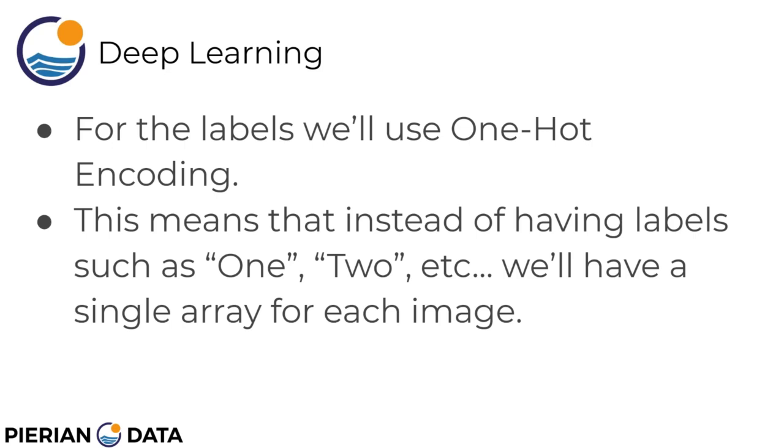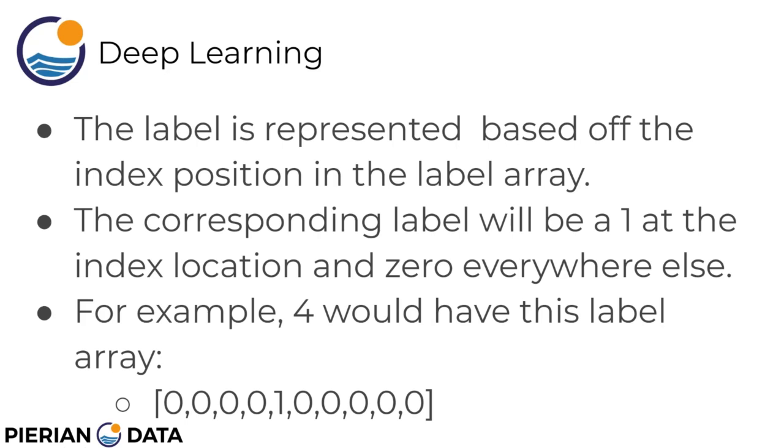For the labels, we're also going to be incorporating one-hot encoding. This means that instead of having labels such as 1, 2, 3, 4, etc., we'll have a single array for each image. This is pretty much similar to what we did last time because we want each neuron in the output layer to line up with a class. As a reminder, that label is represented based off the index position in the label array. Then the corresponding label will be a 1 at the index location and a 0 everywhere else. For example, if the correct label was a 4, then the one-hot encoded array looks like this, where at index 4, starting at 0, so 0, 1, 2, 3, 4, that's where you have your one-hot encoding of 1.